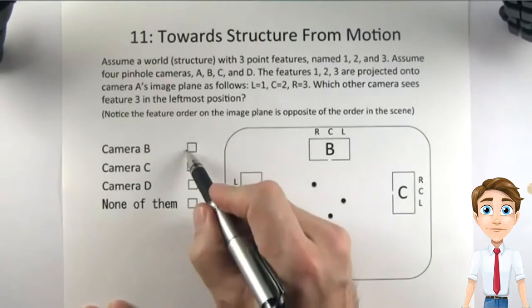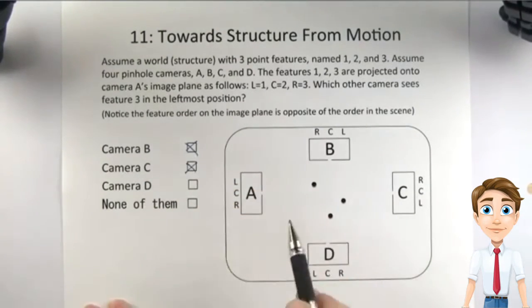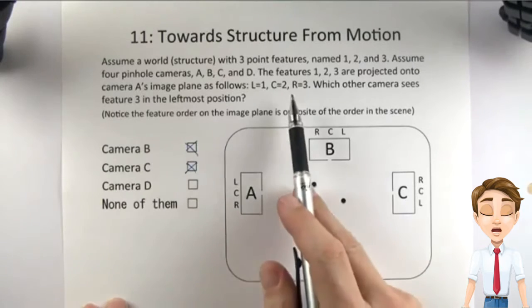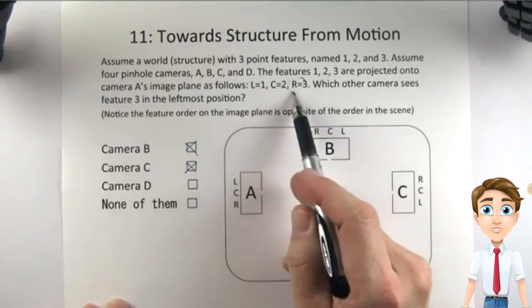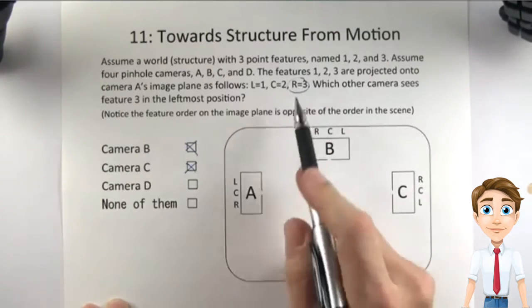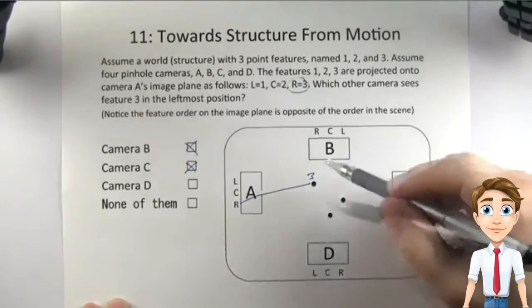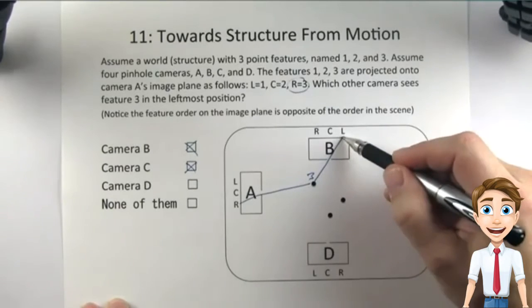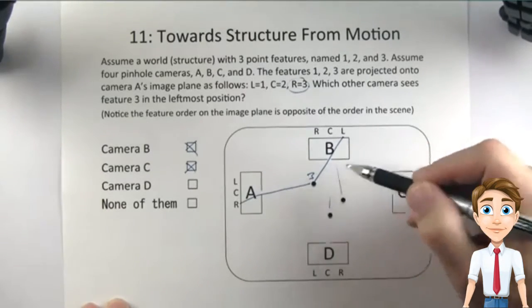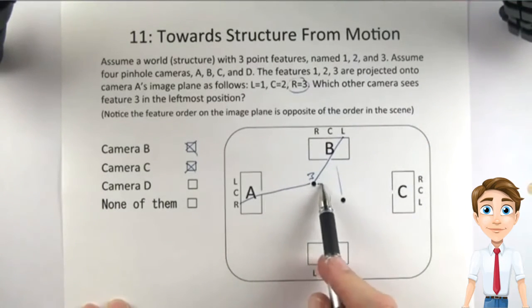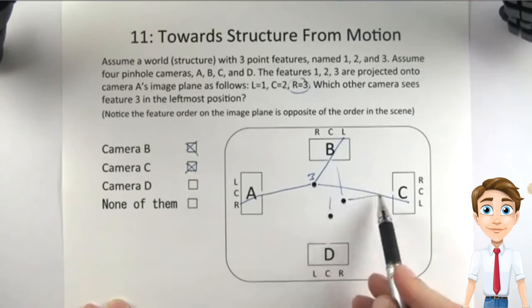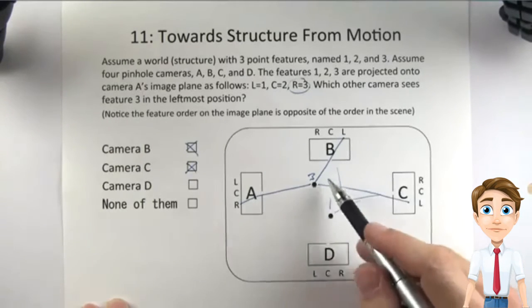And the answer is camera B and camera C. To see this, we notice that the rightmost perceived feature in camera A's plane is called 3. So that's clearly the feature over here. This feature over here will come on left in camera B. It also comes in left in camera C, but it won't come in left.